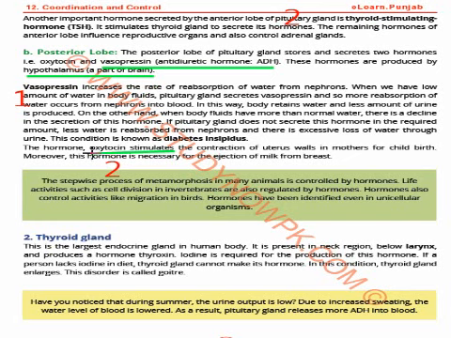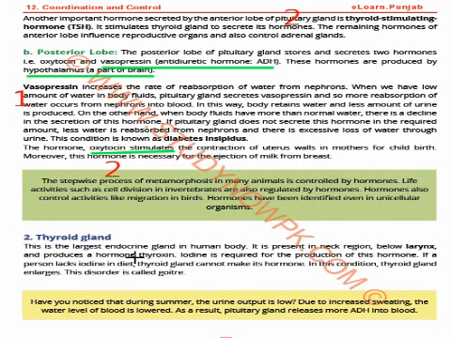The stepwise process of metamorphosis in many animals is controlled by hormones, as are life activities such as cell division in invertebrates. We are talking about the invertebrates, those which do not have the vertebral column. It is regulated by hormones. Hormones control their life activities. For example, the division of the cells is controlled by these hormones. They control activities like migration in birds. Hormones have been identified even in unicellular organisms. So Allah Ta'ala has created hormones in each and every organism, in invertebrates and in unicellular organisms also.